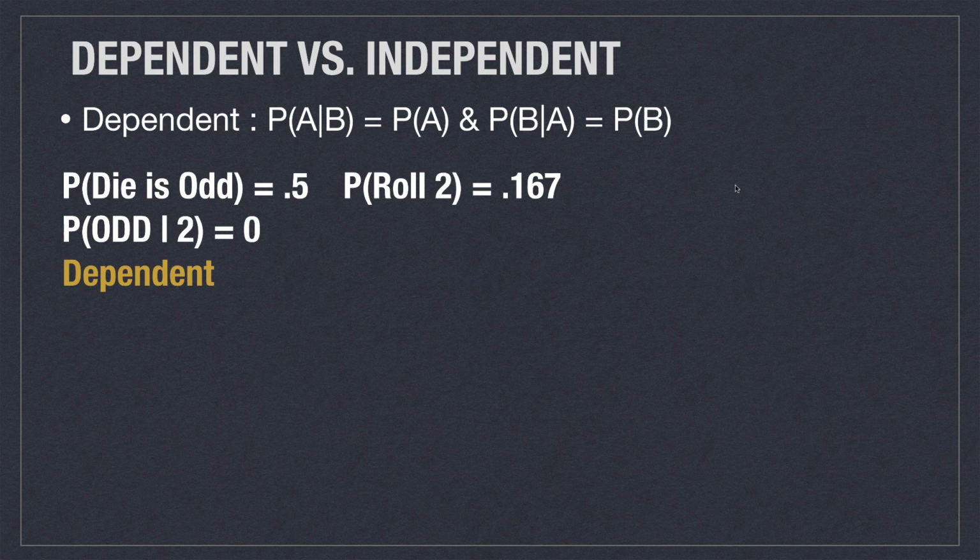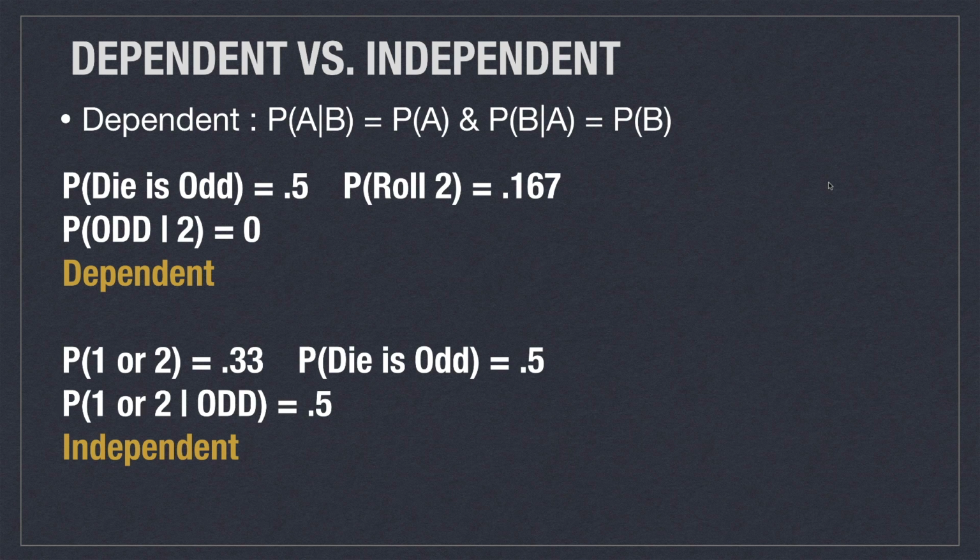Now, probabilities can be either dependent or independent, meaning whether they affect each other. And to find dependence, we want to find if the probability of A given B, remember this line means given, is going to be equal to the probability of A and vice versa. If they are not equal, they would be dependent.